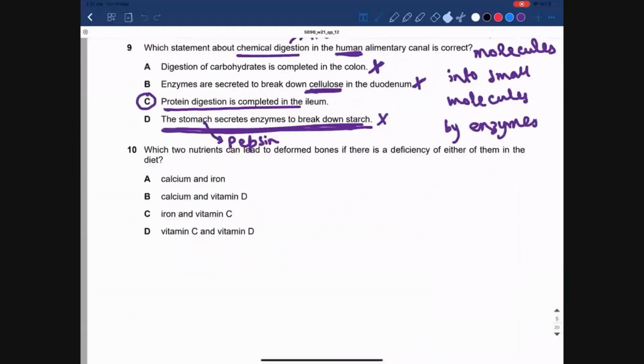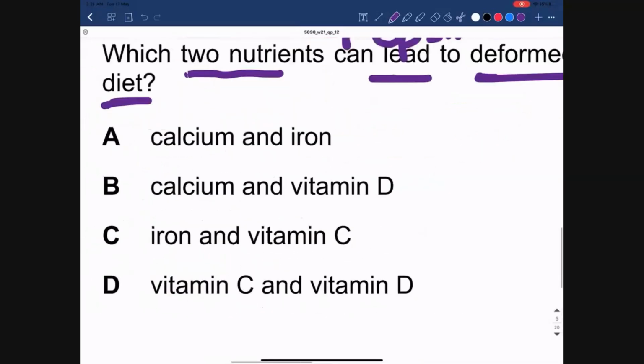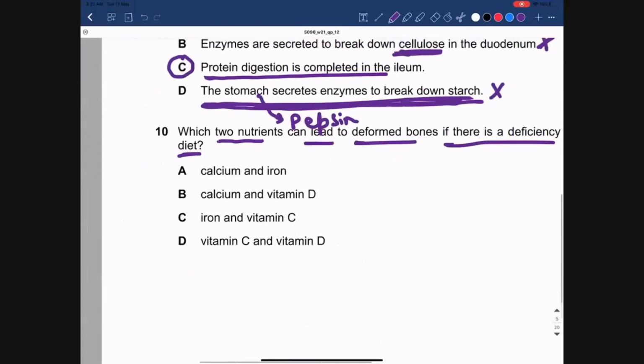Let's move on to MCQ number 10. Which two nutrients can lead to deformed bones if there is a deficiency of either of them in the diet? You should know that for strong bones and teeth, we need two substances in the diet: vitamin D and calcium. Calcium is a mineral ion and vitamin D is a vitamin.